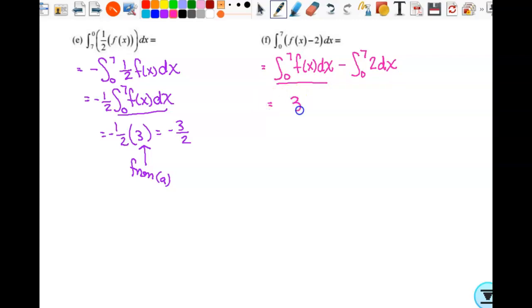Do we know this first part? Yes, that's from A again. It's 3. Minus, now we could graph it again, but remember, this is a horizontal line, so our height is constant. Our base is the change in x. What's the change in x? 7, because I'm going from 0 to 7. So it's minus 7 times 2. It's 3 minus 14, negative 11. What questions do you have? We're all good? Anything? Okay.